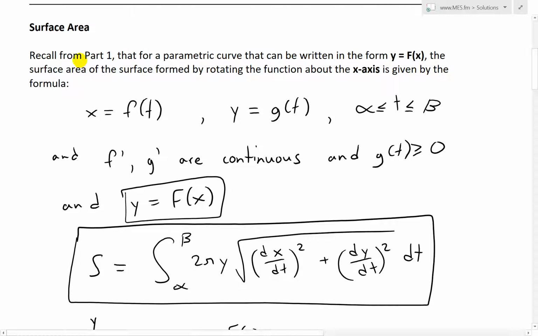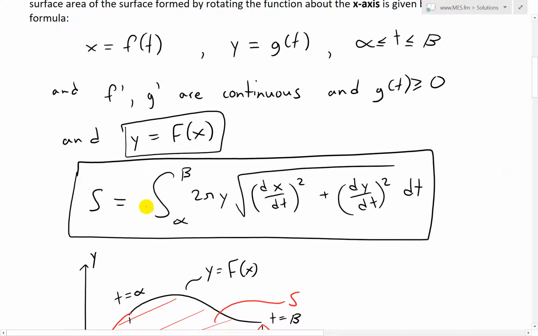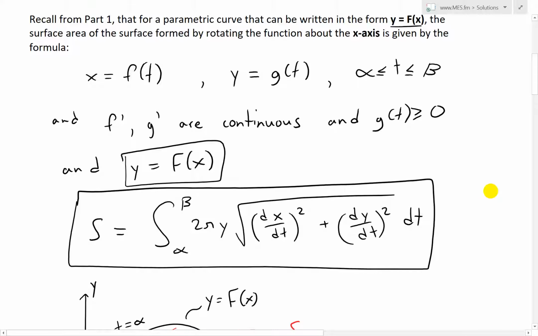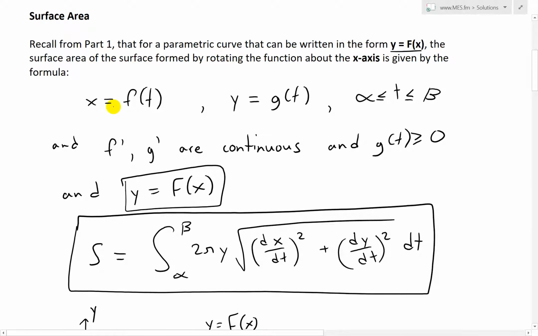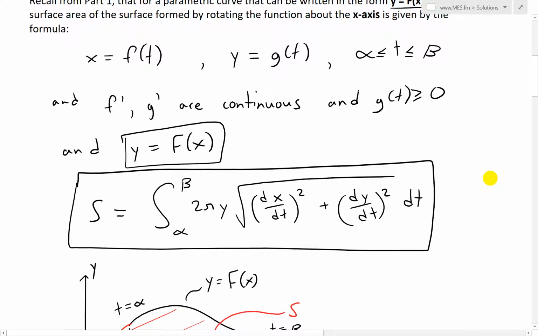Basically, recall from part 1 that for a parametric curve that can be written in the form y equals f of x, the surface area of the surface formed by rotating the function about the x-axis is given by this formula: S equals the integral from alpha to beta of 2 pi y times the square root of (dx/dt) squared plus (dy/dt) squared, dt. This holds where the parametric equations are written as x equals f of t, y equals g of t, where t is between alpha and beta, and f prime and g prime are continuous.